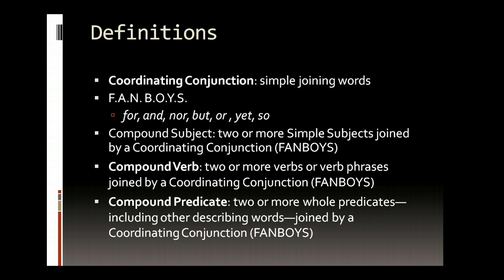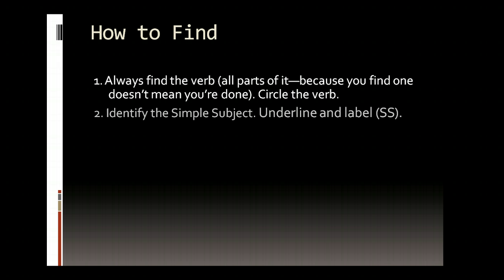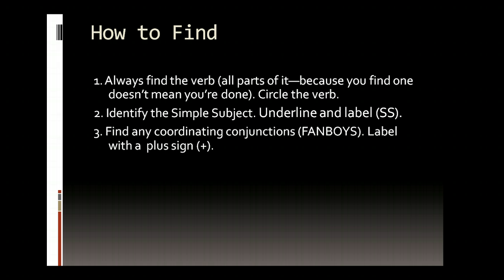Yeah, we're going to need some examples, but let's start by giving you the steps to figure these out. First, always find the verb and then circle it. Second, find a simple subject, underline and label it with SS. Third, next, find any coordinating conjunctions. Look for fanboys. Label with the plus sign. If you want to use that symbol, that's fine, but that's what I recommend.